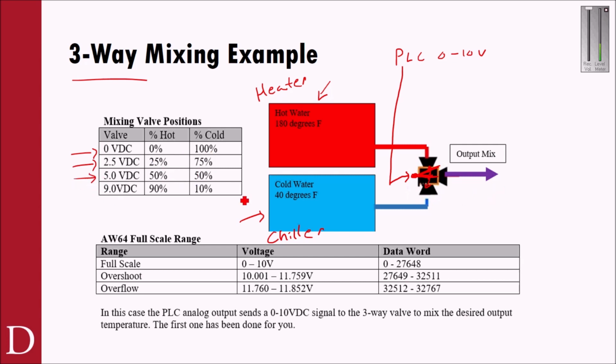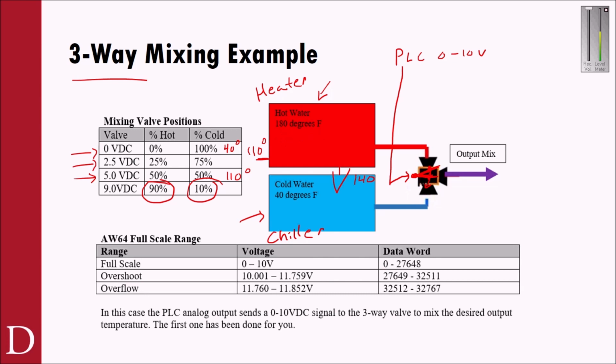If I send it 5 volts DC, that should be pretty easy. That's a 50-50. So 50% hot, 50% cold. And if 180 to 40 is a 140 degree difference between these two, then I know 70 degrees is the halfway point. So 70 plus 40 would give me 110 degree water. So my water coming out would be 110 degrees, where up here it was 40 degrees because it was 100% cold. And then if I send it 90% hot and only 10% cold, now the water is going to be very, very hot coming out. I would venture to say it's probably going to be 10% less than 180 degrees.